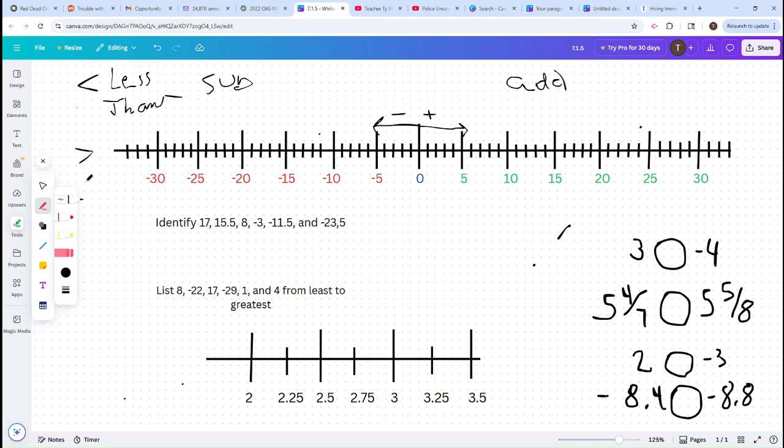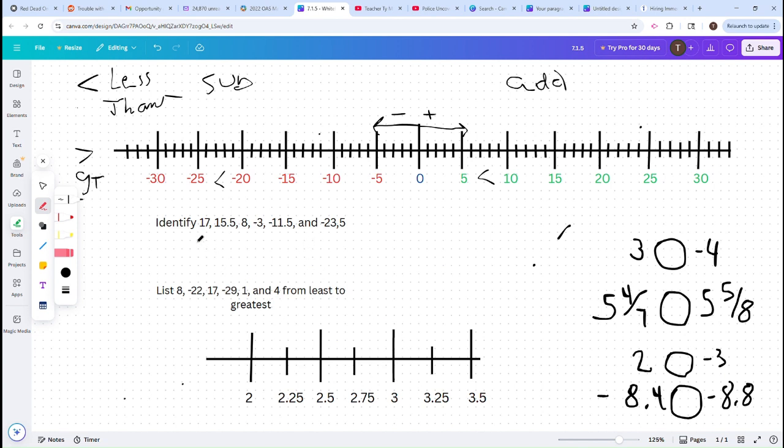This symbol is greater than. If you want to look at an example, my second grade math teacher told me that that is an alligator's mouth, and it is always hungry, and that mouth is always open to the larger number. So in this case, the alligator's mouth is going to be open to 10 because it's bigger than 5. In this case, the alligator's mouth is going to be open to negative 20 because it is bigger than negative 25. Just something in case you got mixed up with those.